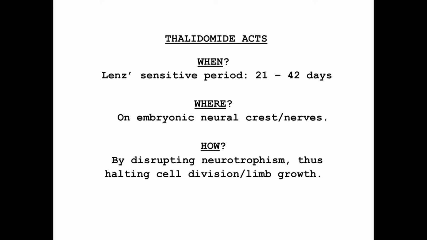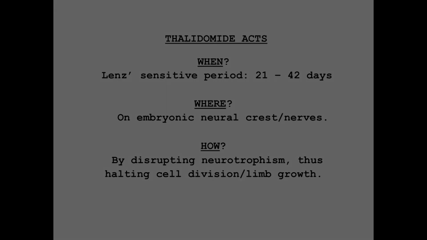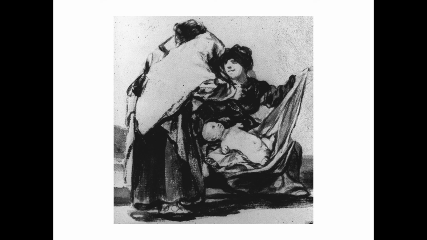Where did it act? It acts on the neural crest. And how does it act? It injures the developing neural crest, either their cells or their neurons or their axons, and it halts their neurotrophic function, so they fail to trigger cell division downstream, and without that you get no limb growth in that band of nerve supply. This is a Goya picture which has some messages for us.